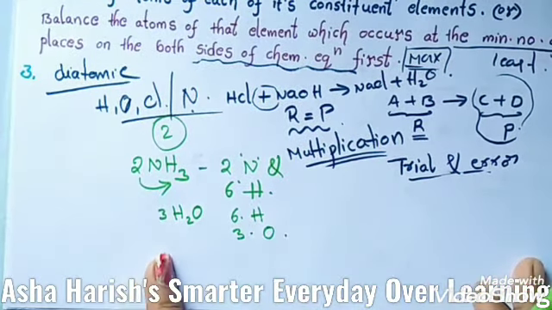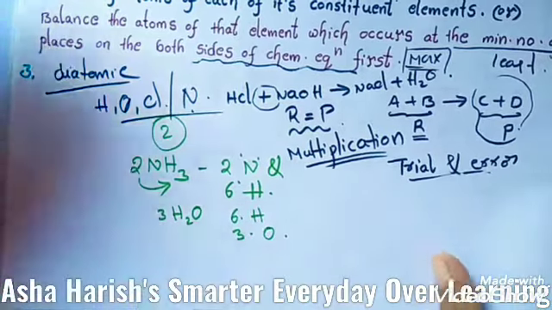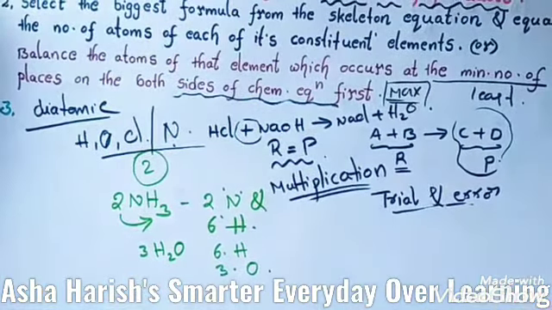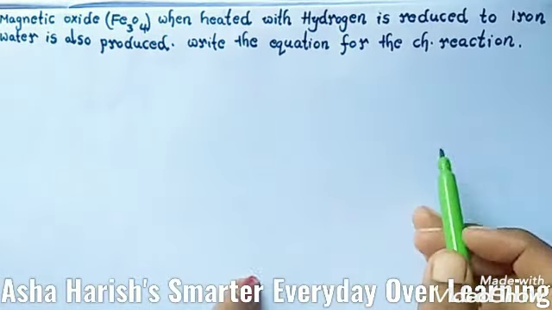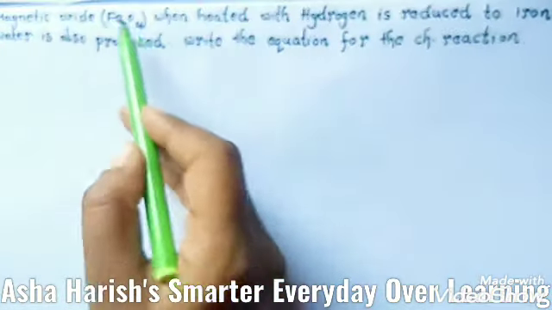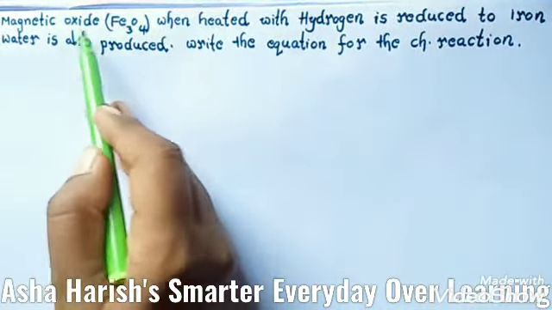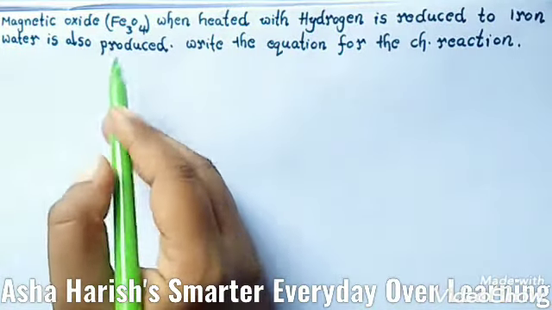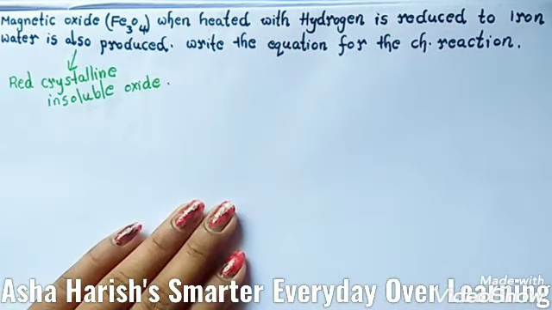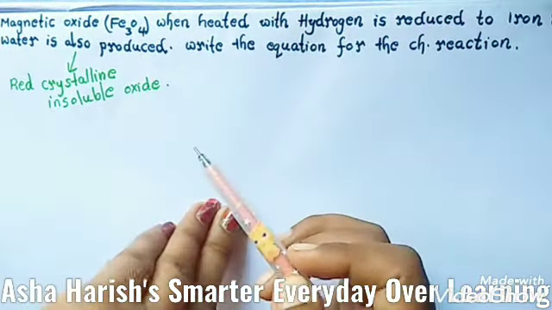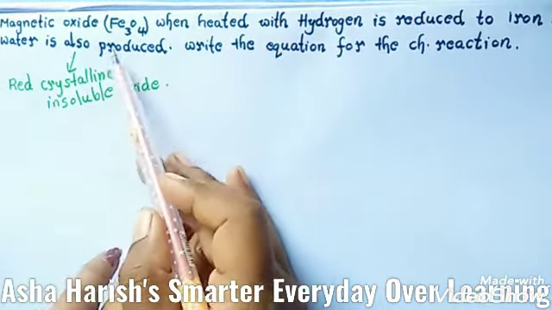Okay, now let's see this hit and trial method with some examples, then you can understand easily. Here we have example number 1, magnetic oxide, nothing but Fe3O4. What is magnetic oxide, students? Red crystalline insoluble oxide. That is nothing but magnetic oxide.